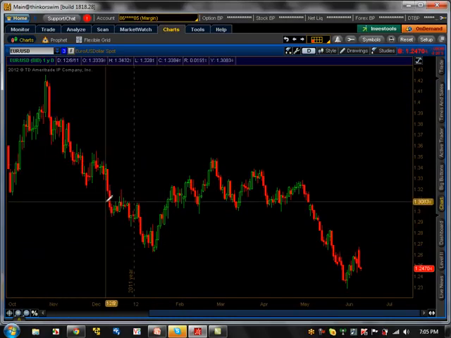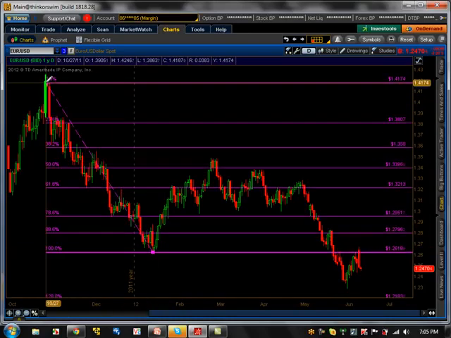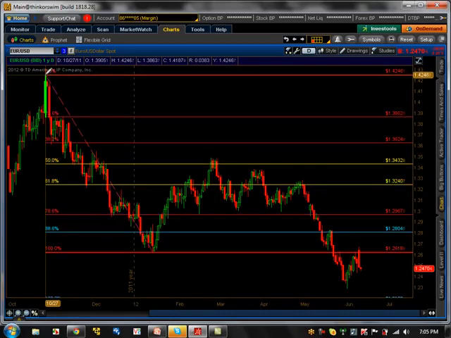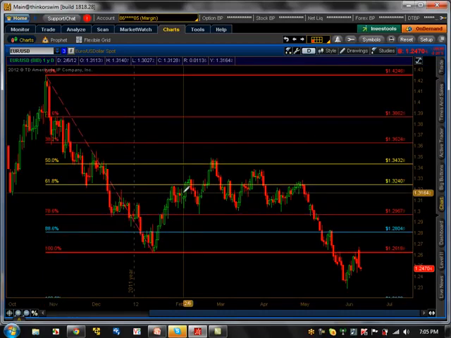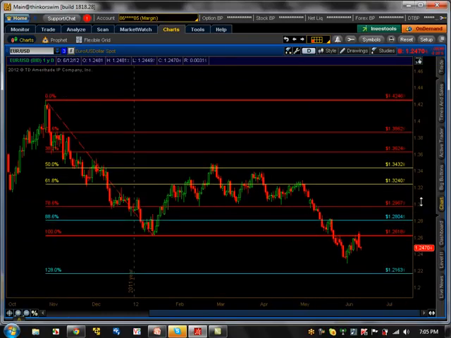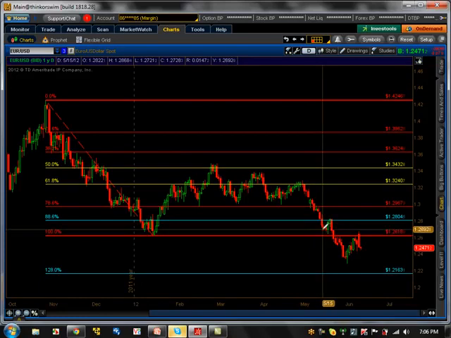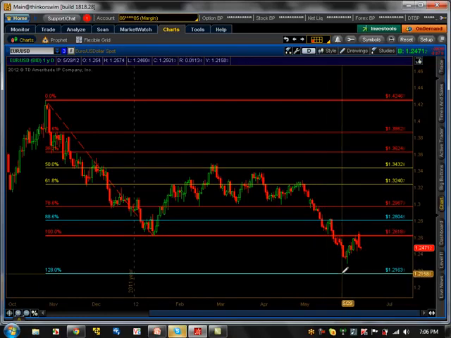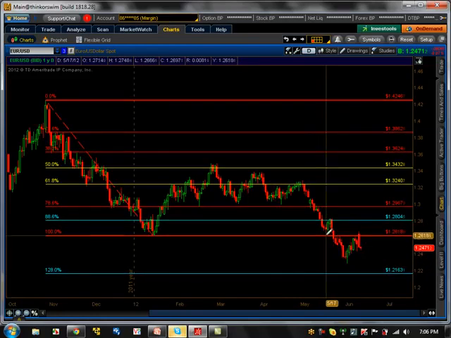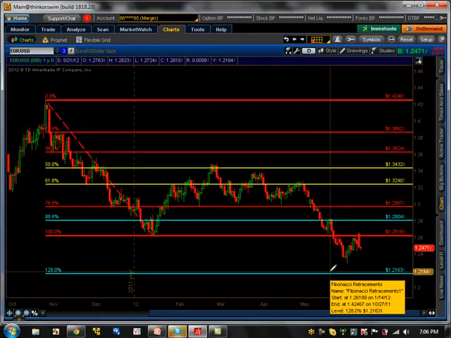Let's say I click from here to here. What if I click from here to here? Well, this gives me extensions, doesn't it? You see that? It could go to here, which is the 88.6. It could go to 100%, or it could go to 128. So the three levels it could get to once I'm in are here, here, and here. All I did was I clicked the other way for the extensions.